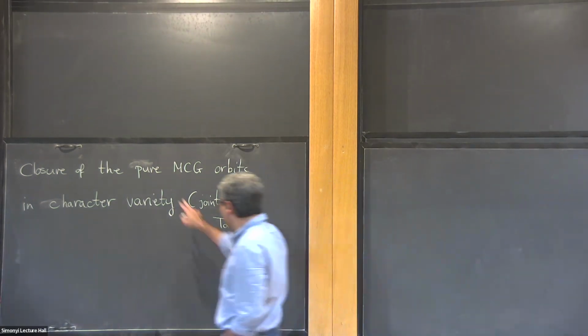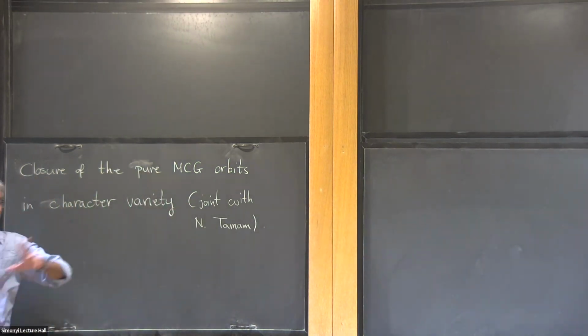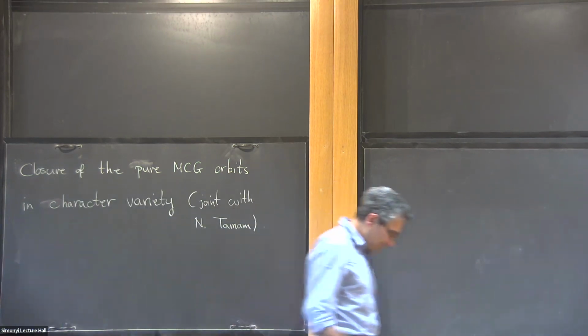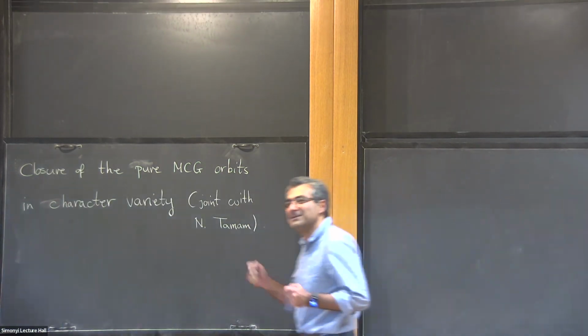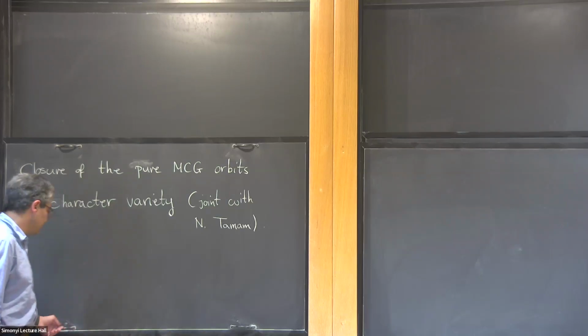There are many words here: the pure mapping class group, character variety, and there are different types of players in the game. So I will be carefully defining what they are, and we'll see what the results are and so on. So let's start with saying what a character variety is.